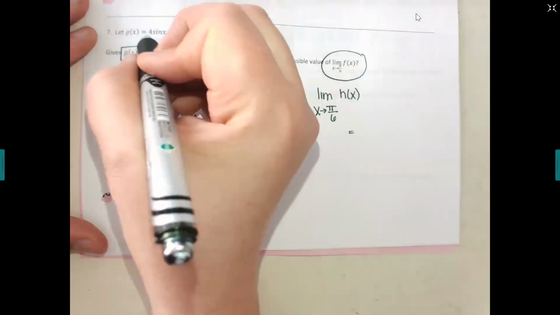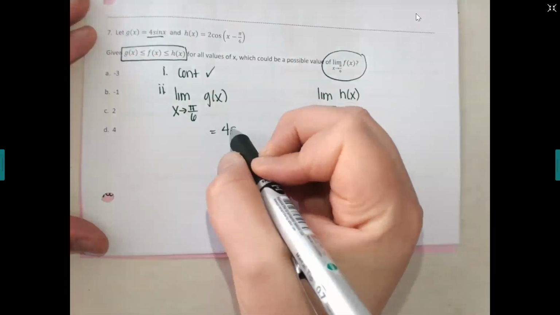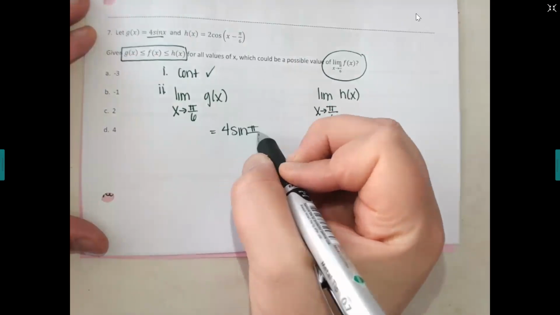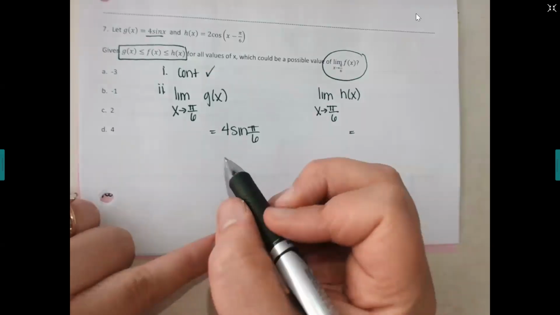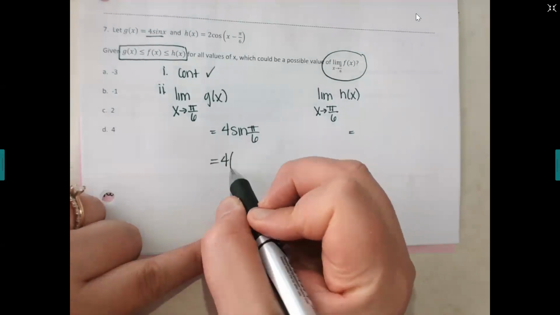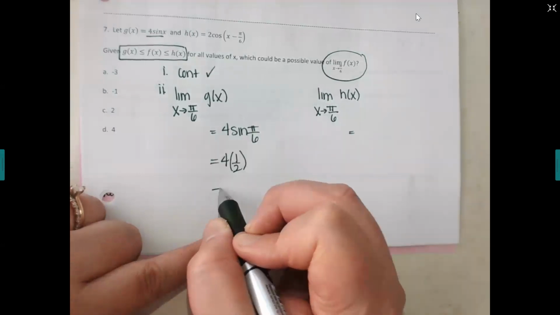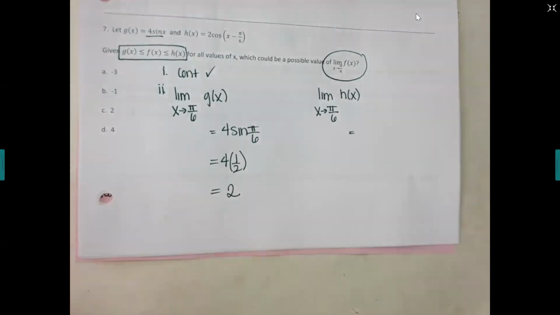All right, let's plug into G first. I have 4 sine x, so now it's 4 sine pi over 6. Okay, pi over 6 is which finger? Pi over 6 is this one. How many fingers below for sine? So it's 1/2, and then it's 1/2 times 4. What is half of 4? 2.